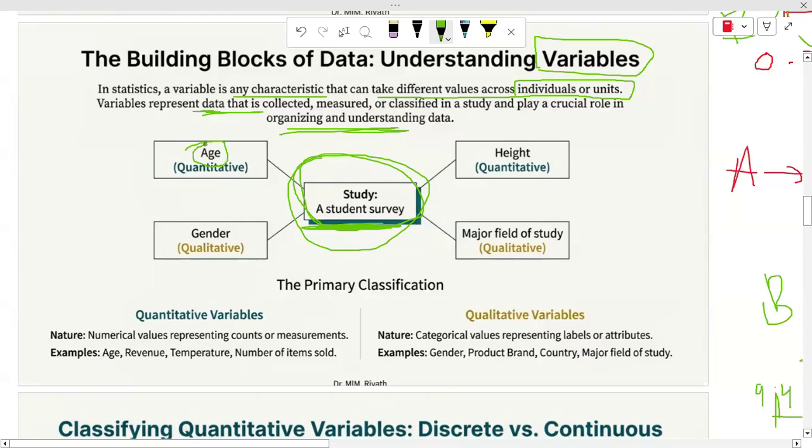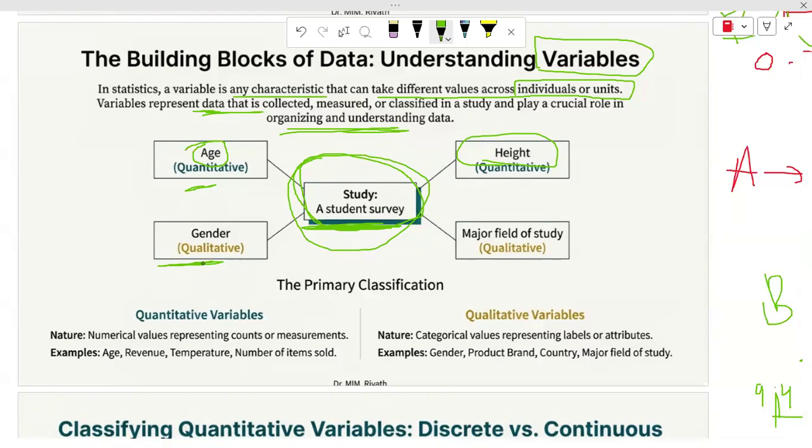Is it quantitative or qualitative? Your age is a number. Your height in centimeters or in feet is quantitative. These two are quantitative. Gender, male or female, is qualitative. Does gender have a number? No, it's qualitative. It's qualitative data.